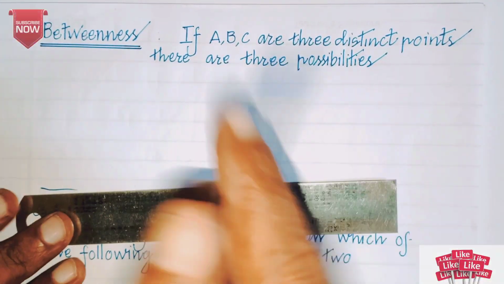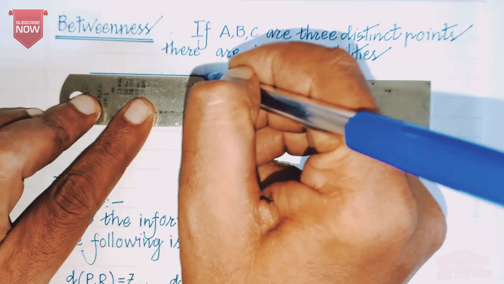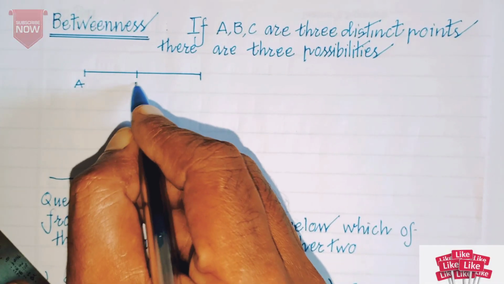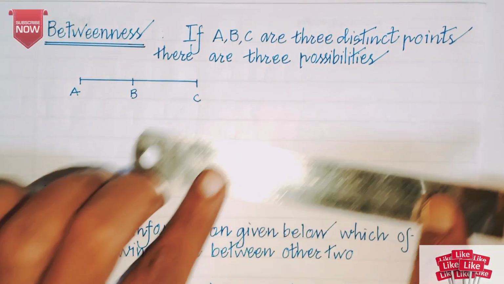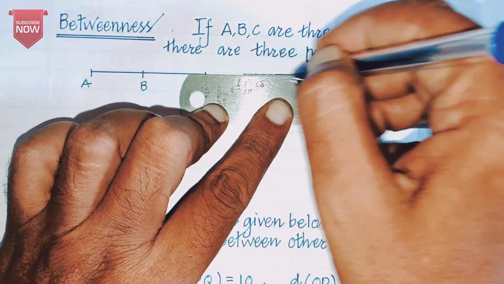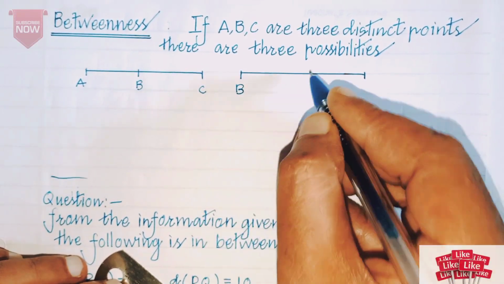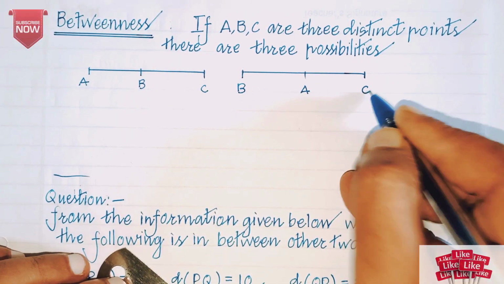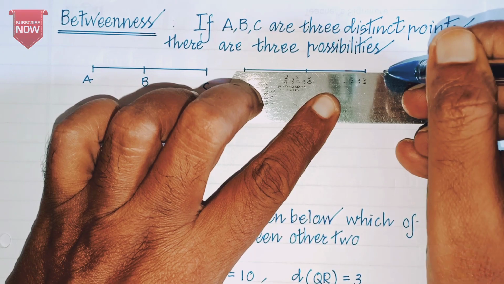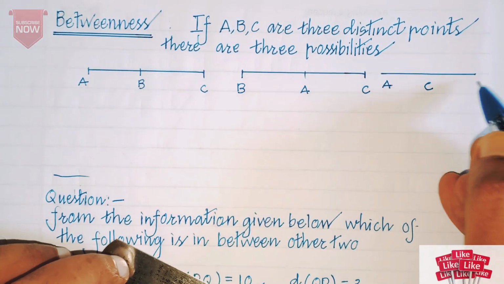Now you see here three distinct points A, B and C. Now another is B, A and C. What about the next? It is also possible: C, A and B.